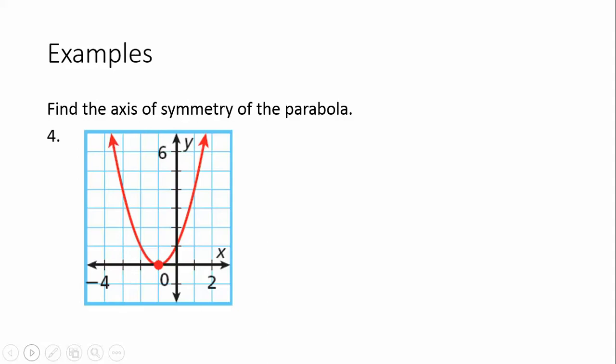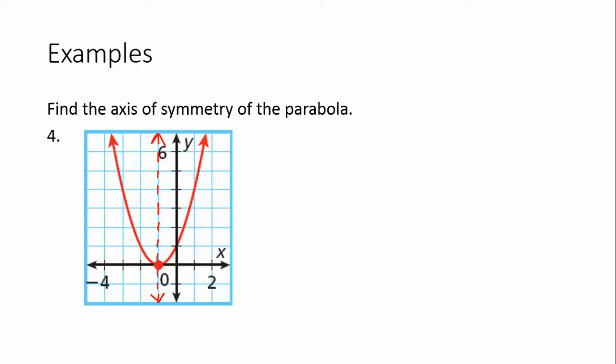So let's find the axis of symmetry. When you have the graph, it's pretty easy to do. You're looking for the vertex, and then you're going to draw yourself a vertical line through the vertex. This is your axis of symmetry. Notice it splits this parabola into two symmetrical halves.